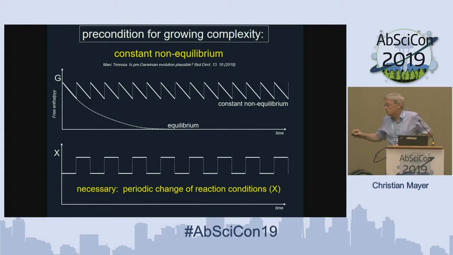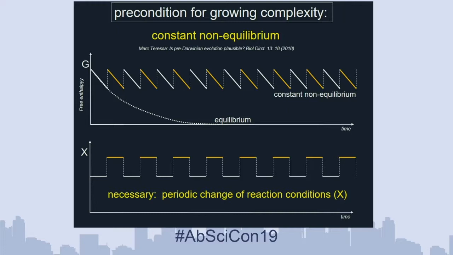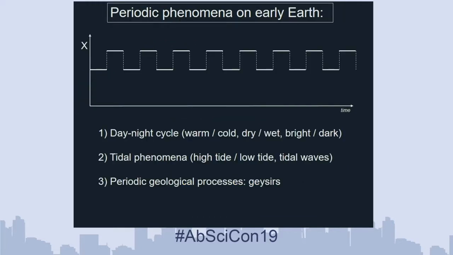And in my opinion, the most efficient way to do that is to change reaction conditions in an alternating way. For example, by switching some parameter, which keeps the system following a moving target. So the system will start to run into equilibrium, then the parameter will change, and then it will have to start anew, and so on. So the question now is, how could this be done on early Earth? Which parameter would change periodically on early Earth?